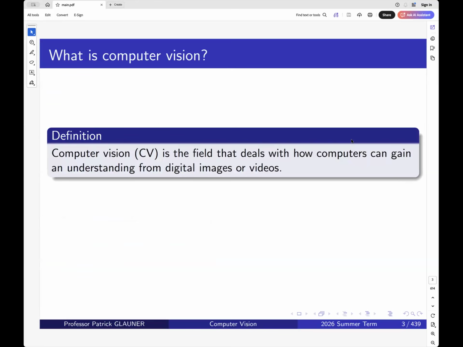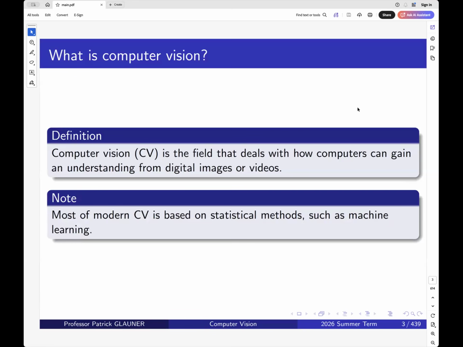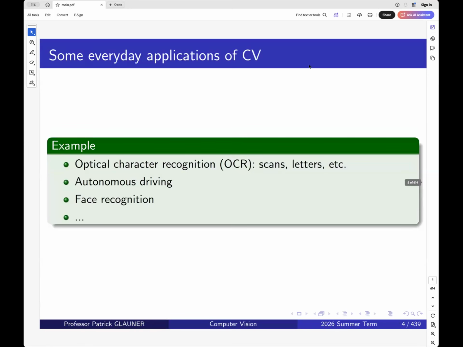Computer vision is a field that deals with how computers can gain an understanding from images or videos. And there are lots of different directions in computer vision. We will look a lot into modern computer vision, which is a lot based on statistical methods, in particular machine learning. We will also see some classical methods because for a lot of vision systems, you need to combine statistical methods with some more traditional methods, and we'll make it all the way up to convolutional neural networks and vision transformers for the high-end machine learning systems.